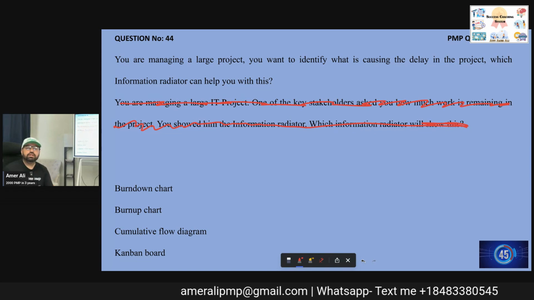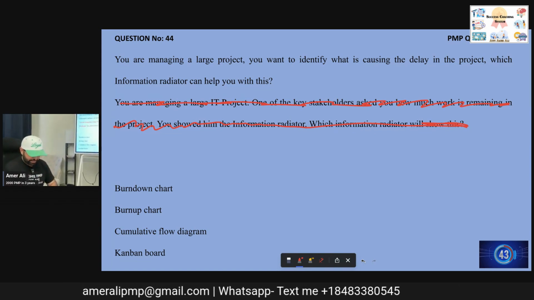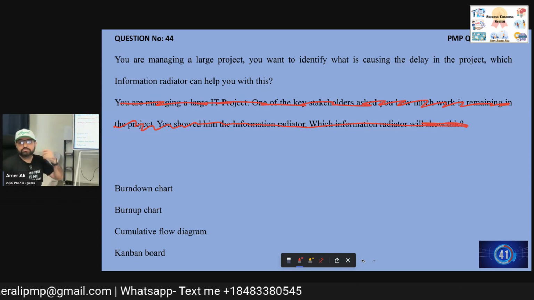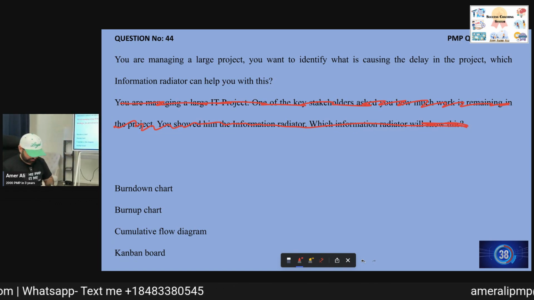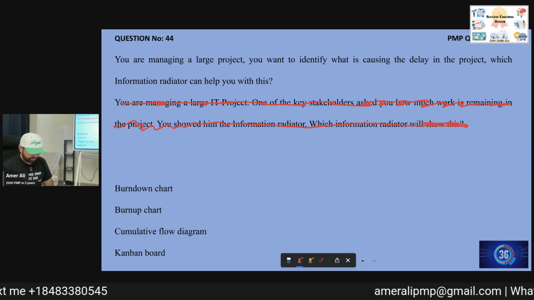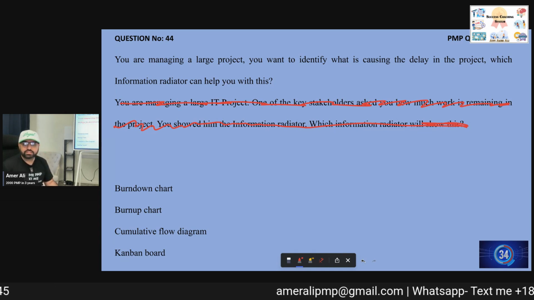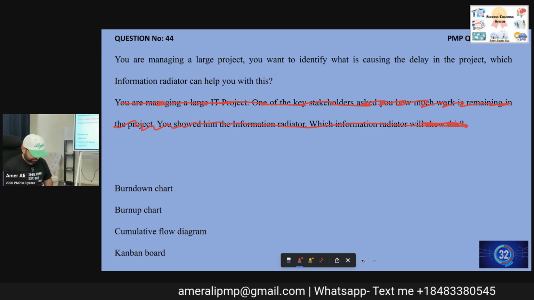Radiator means that it shows something. Information radiator means it is showing you information. Burn up, burn down chart, task board, Kanban board, all these are information radiators.